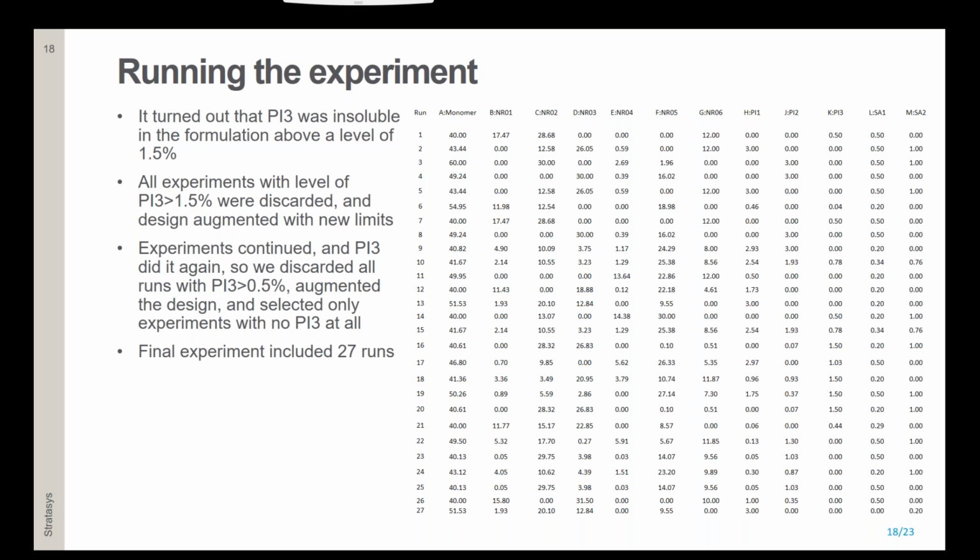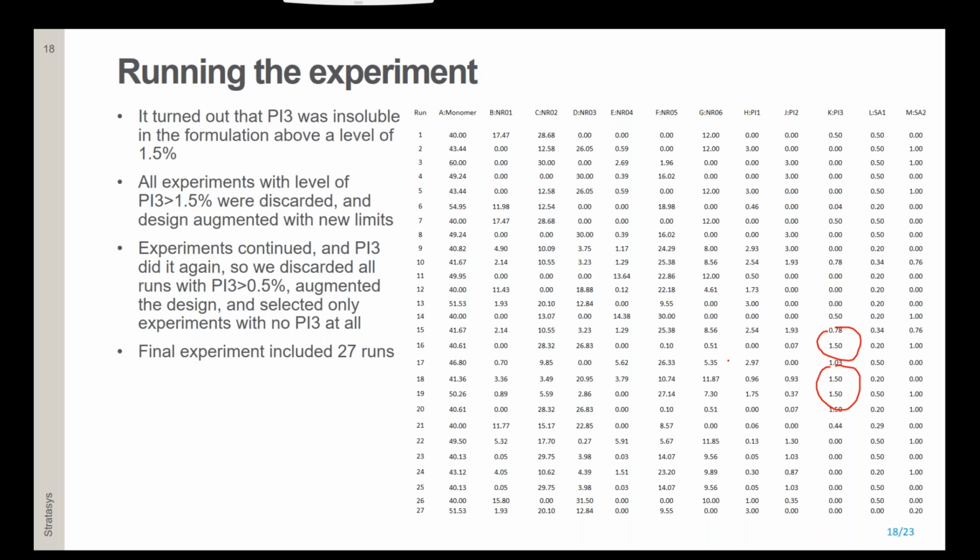So we had to stop everything and augment the design with new limits for PhotoInitiator 3, and we had to compensate that with PhotoInitiator 2, which is similar in structure. So we thought that they could be interchangeable. And so we augmented with the new limits, and some experiments went fine. As you can see, we have experiments with 1.5% of PhotoInitiator 3, but not all of them. That, of course, depends on the exact composition of the formulation.